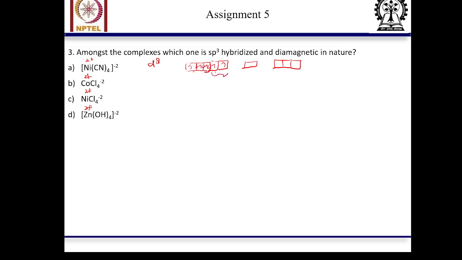Now we have two unpaired electrons. Now it is a strong field ligand, so what will happen? This will move here and now this is the structure, 1, 2, 3, 4. D2 sp2 is the hybridization and this is diamagnetic. But the question is sp3 hybridized, so this is not correct.